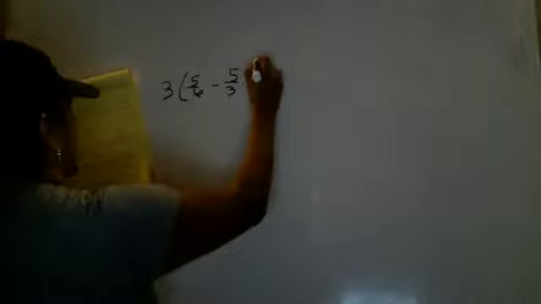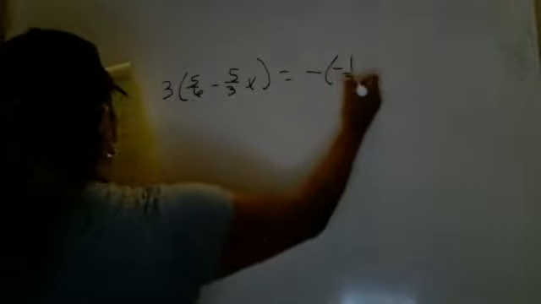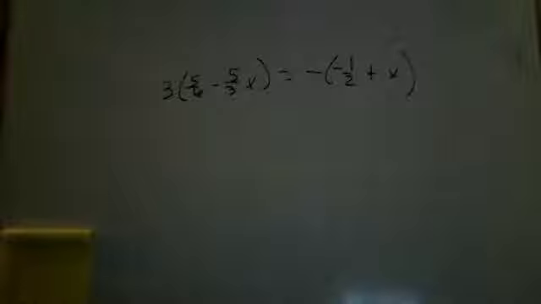So let's do an example here. We're going to take 3 times (5/6 minus 5/3 x) equals negative (1/2 plus x). Okay? My first rule says eliminate parentheses.